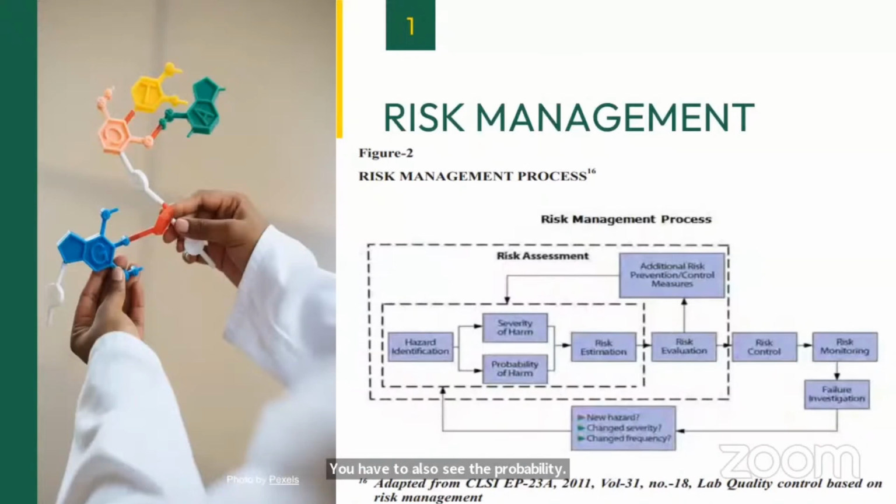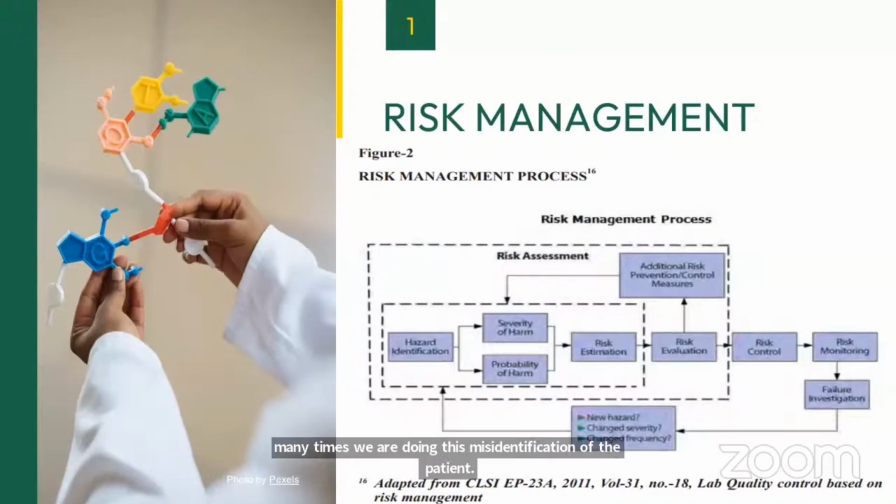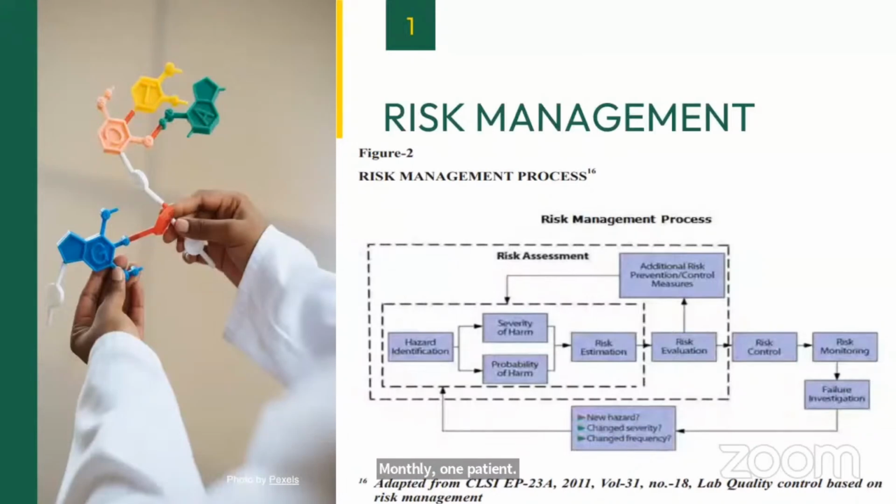So when there is sample collection and patient identification, the severity can be very severe. The patient may even die because of wrong patient identification. But you also have to check what the probability is. How many times are you misidentifying the patient? Daily, one patient; weekly, one patient; monthly, one patient; or yearly, one patient. So you have to categorize the probability of this harm.